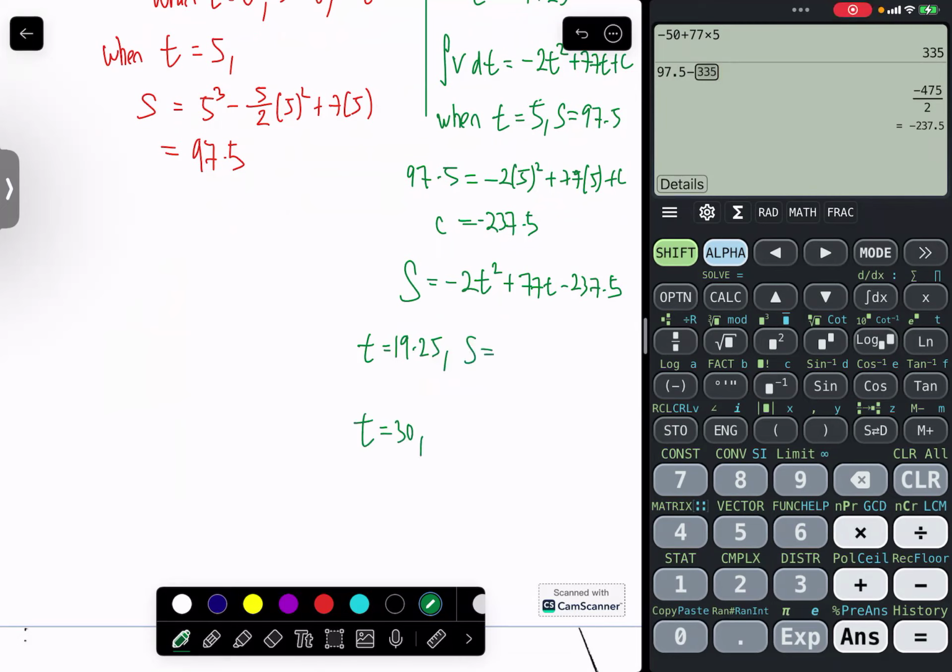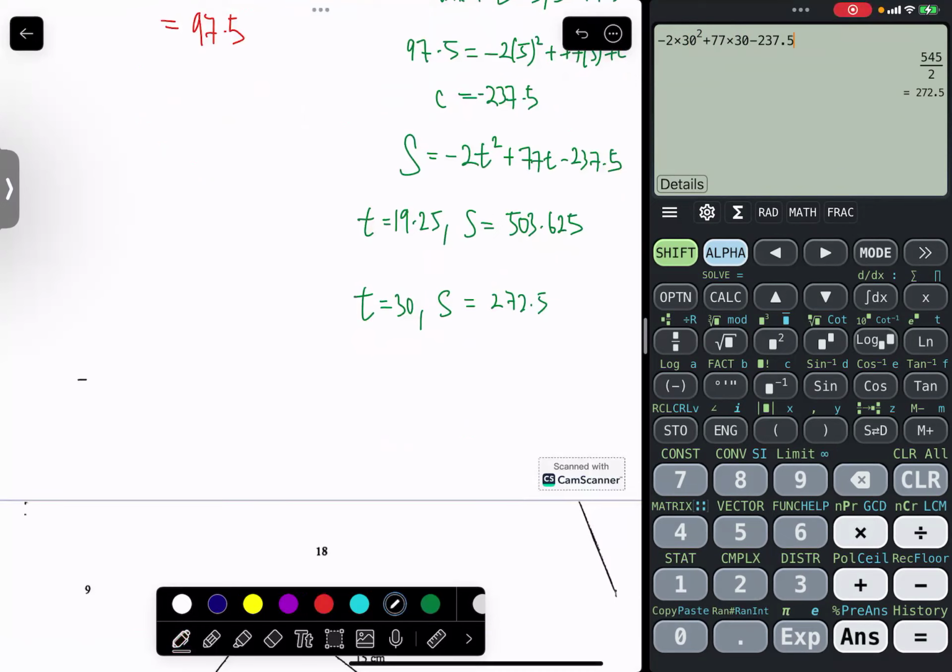s equals negative 2 times 19.25 squared plus 77 times 19.25 minus 237.5. So displacement is 503.6. When t equals 30, s equals negative 2 times 30 squared plus 77 times 30 minus 237.5, which is 272.5. So let's plot it out.